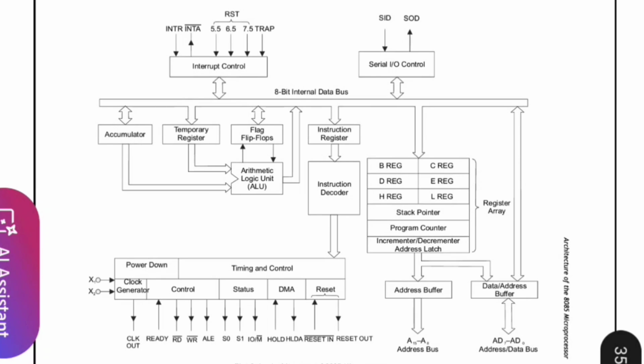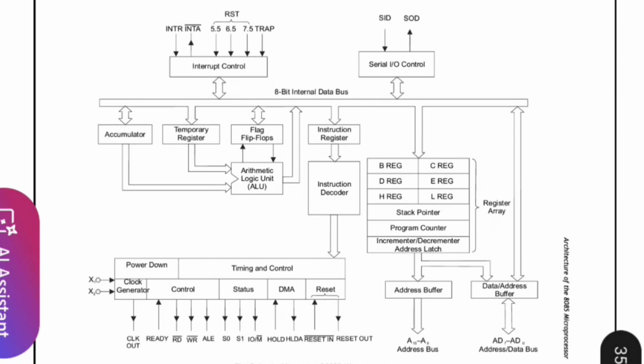Today we are going to discuss the topic architecture of 8085 microprocessor. So before going for the architecture, here are some basic features of 8085 microprocessor. 8085 was designed by Intel in 1977 using NMOS technology. 8085 consists of an 8-bit data bus and a 16-bit address bus, which can address up to 64 kilobytes of memory.